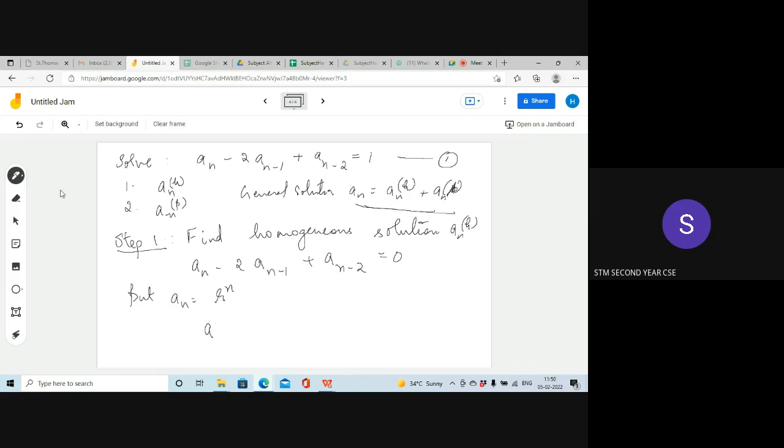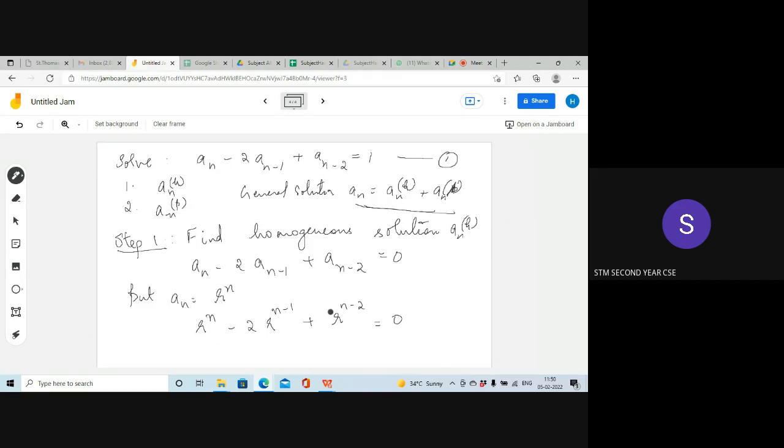You substitute an is equal to r raised to n, just as we had done earlier. How will we write the characteristic equation? Just put r instead of a and raise it to the power of n. That is r raised to n minus 2r raised to n minus 1 plus r raised to n minus 2 is equal to 0. And from this equation, we are going to find the roots.